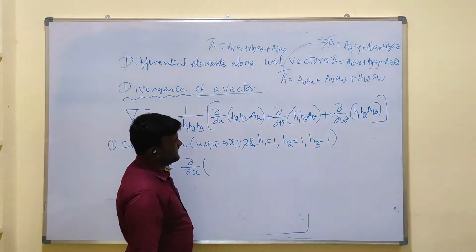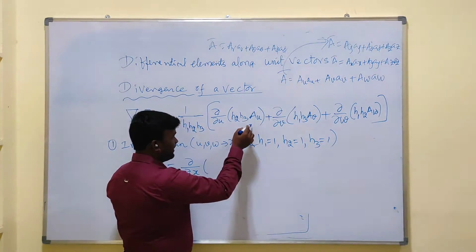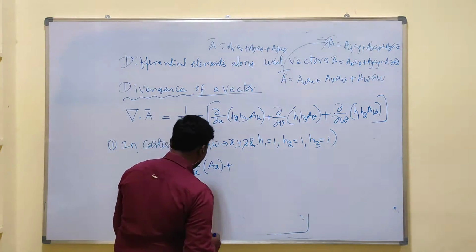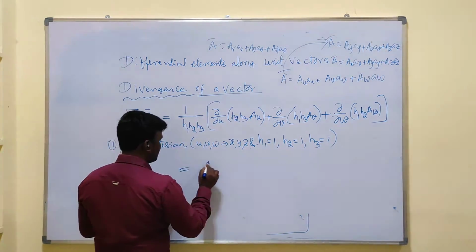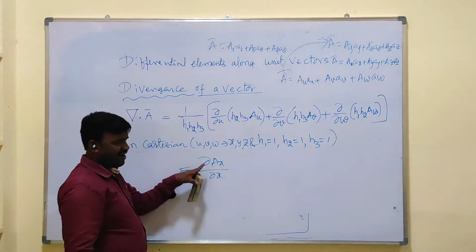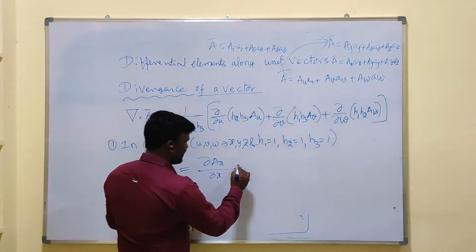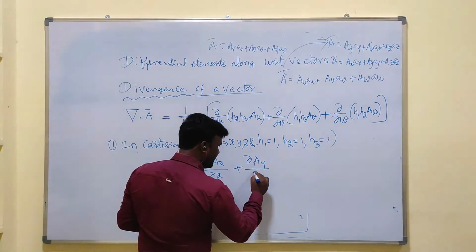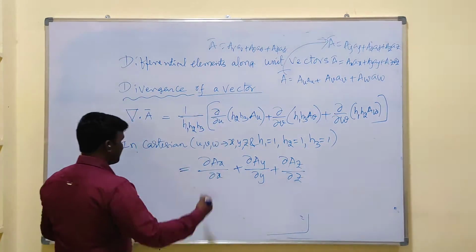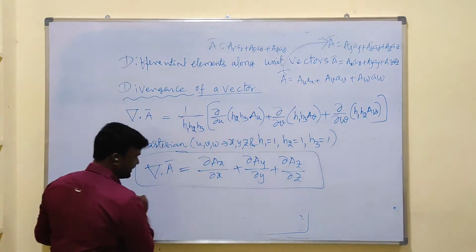h2, h3, what are h2, h3? That is 1 into 1, 1 only. And here we take Ax, and simplify this, I can take ∂Ax/∂x, as h1, h2, h3 are equal to 1. Here in this case we got, for the first, ∂Ax/∂x. Similarly, here also you get ∂Ay/∂y plus ∂Az/∂z. Simplify this, definitely you get del dot A bar is equal to this.